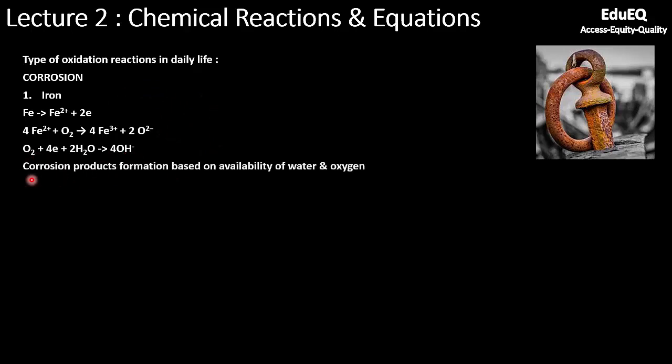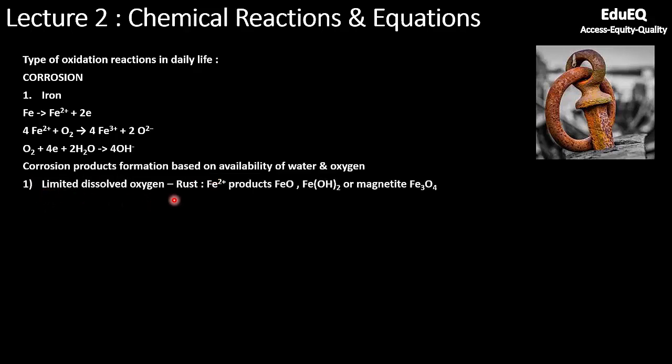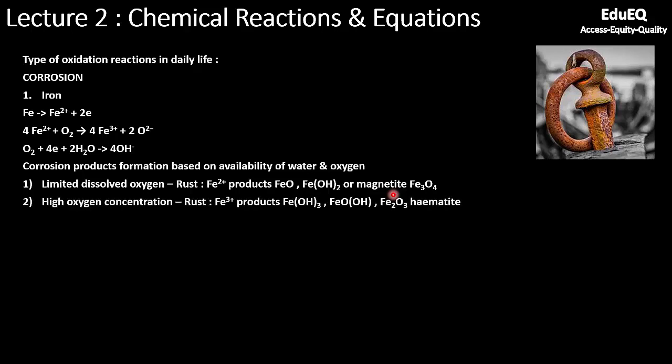Like I already said, corrosion product formation is based on availability of water and oxygen. If you have limited dissolved oxygen, the predominant compounds would be Fe+2, like FeO, Fe(OH)2, or magnetite. In case you have high oxygen concentration, then the rust or the product of corrosion will be mostly Fe+3: ferric hydroxide, FeOOH, Fe2O3, or hematite.